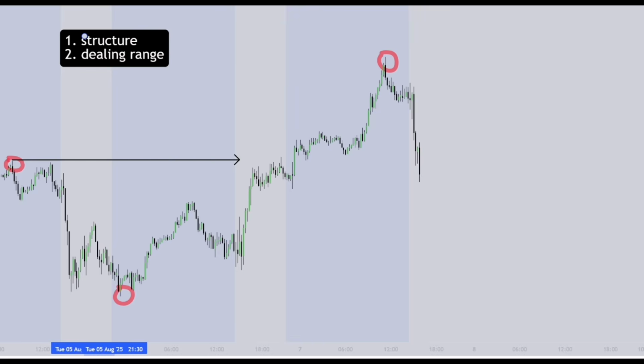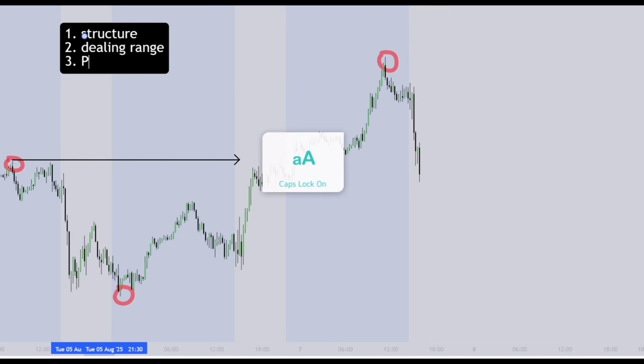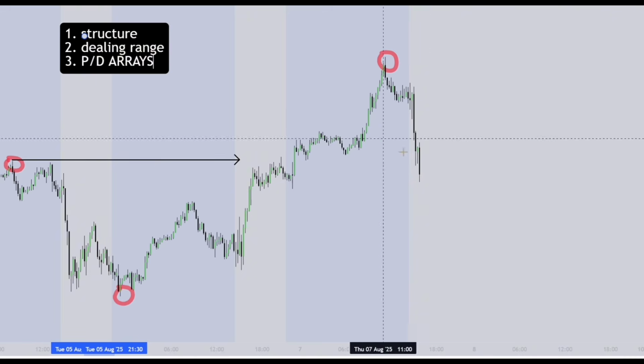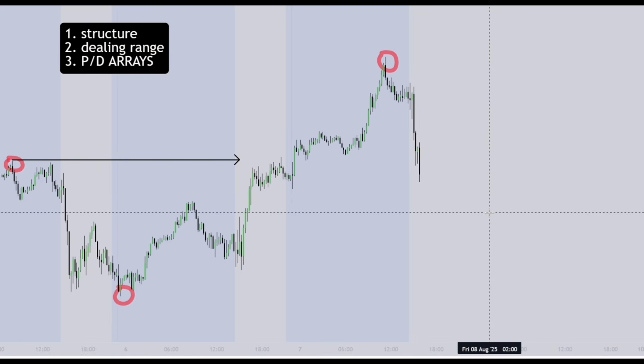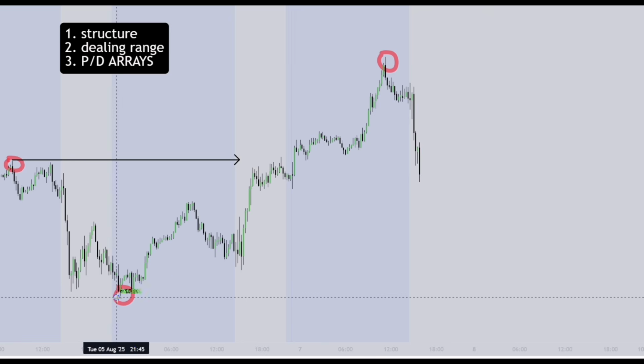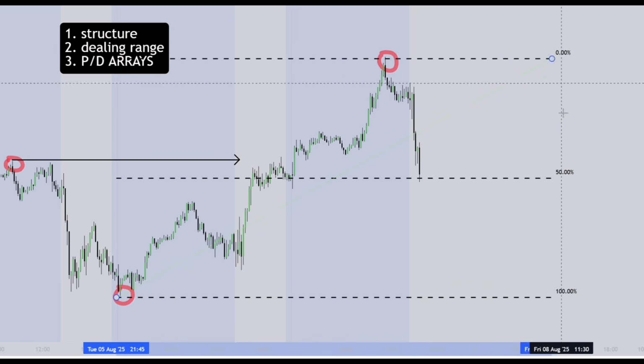What is step number three? Step number three is PD arrays. The PD arrays, or the premium and discount arrays, simply represent two sections of the dealing range. It represents the discount and the premium. So look at how I've done that.